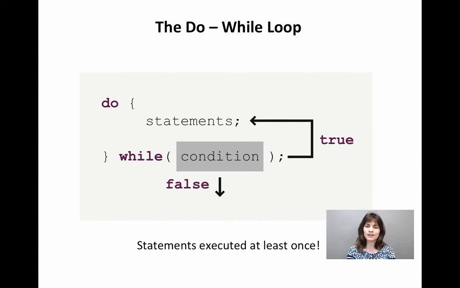What does that imply? It implies that the body is going to be executed at least once, even if the condition that is in the parentheses never was and never will become true. The body of the do-while loop is going to be executed at least once. If the condition is true, then it is going to be executed once again and once again for as long as the condition remains true. Once it becomes false, then the control of the program is going to continue with the next statement after the loop.